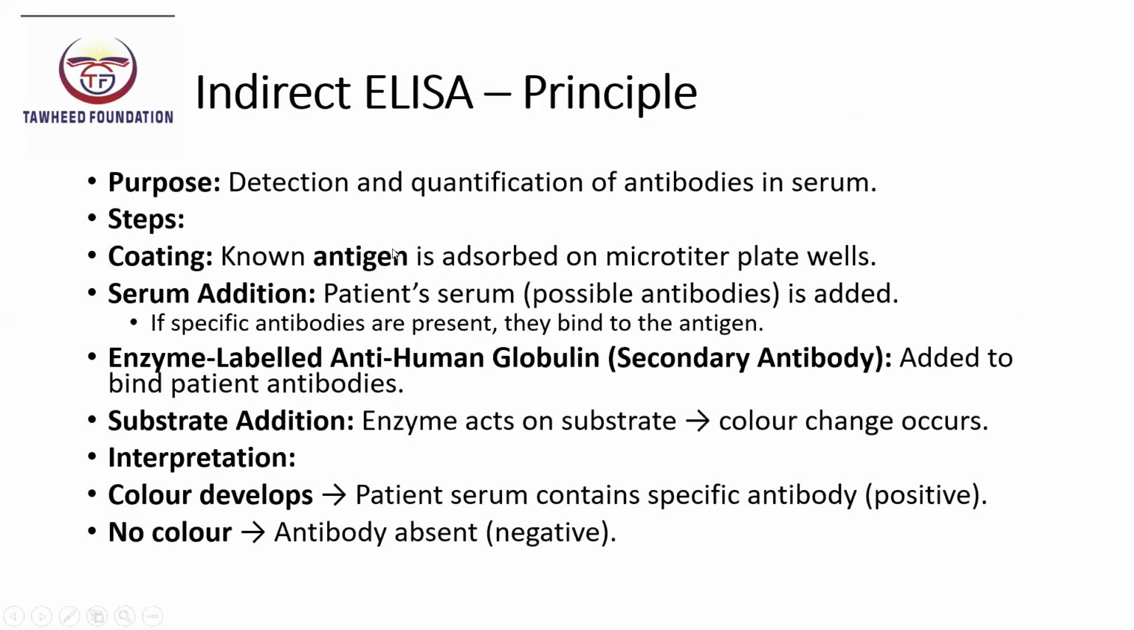Next is indirect ELISA. Purpose is to detect and quantify antibodies in serum. Steps: coating, known antigen adsorbed on microtiter wells. Serum addition, patient's antibodies, if present, bind the antigen. Enzyme labeled anti-human globulin binds patient's antibodies. And substrate addition, enzyme acts on substrate, it will develop color. So interpretation is, if color appears, that means specific antibody is present. No color appears, that means antibody is absent, it means negative result.